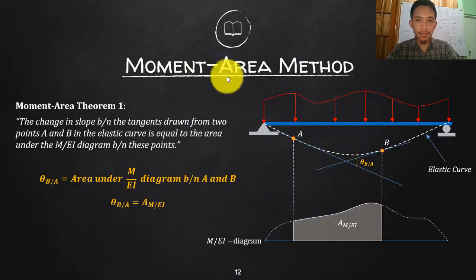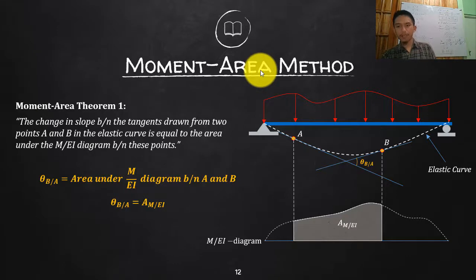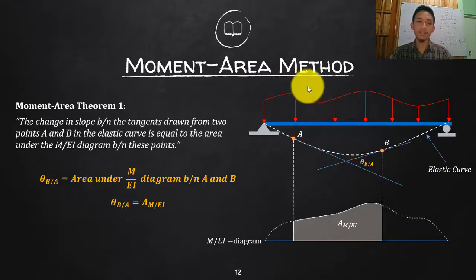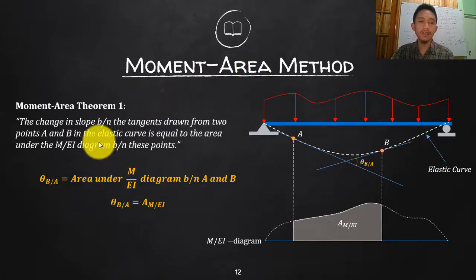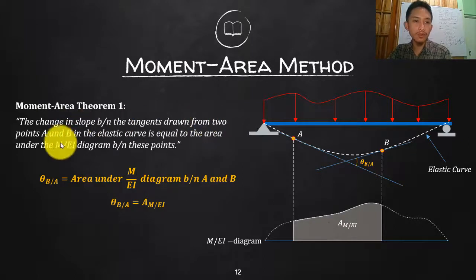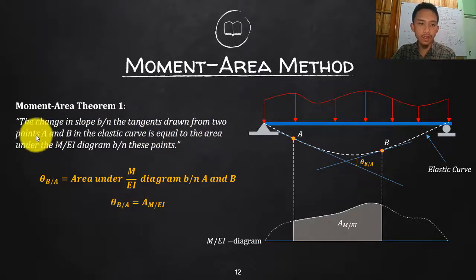Okay, so moment area method. In the moment area method, you have two theorems: moment area theorem 1 and moment area theorem 2. The first theorem of the moment area method is that the change in slope between the tangents drawn from two points, let's say A and B, on the elastic curve is equal to the area under the M over EI diagram between these points.